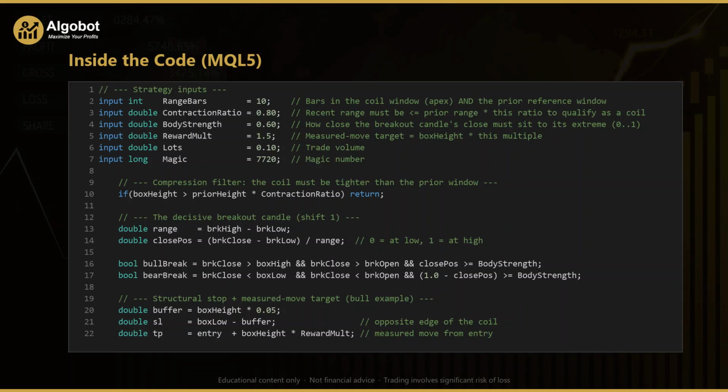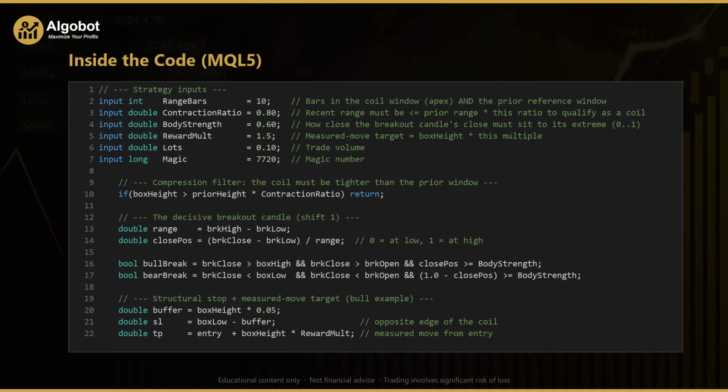Contraction ratio is the tightness threshold. Lower it towards 0.5 and you demand a much tighter squeeze before any trade is allowed. Body strength controls how convincing the breakout candle must be. Raise it towards 0.9 and only candles that close right at their extreme will qualify.